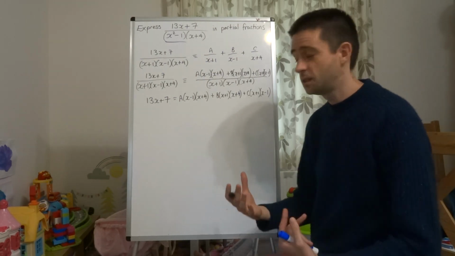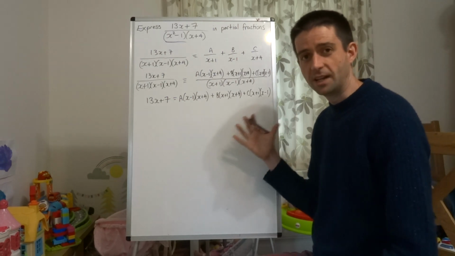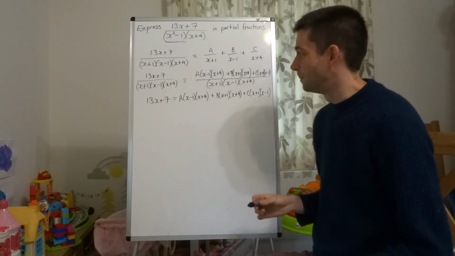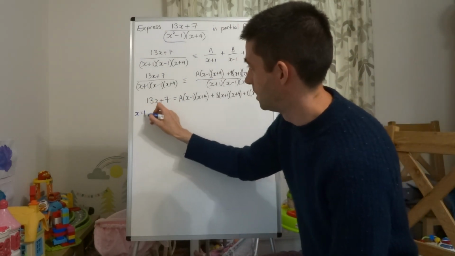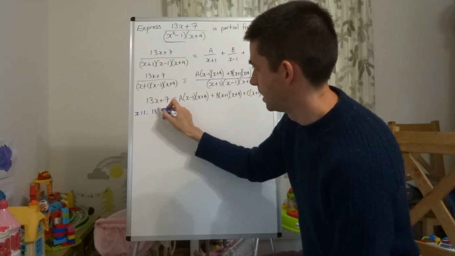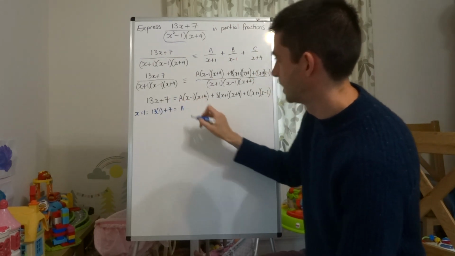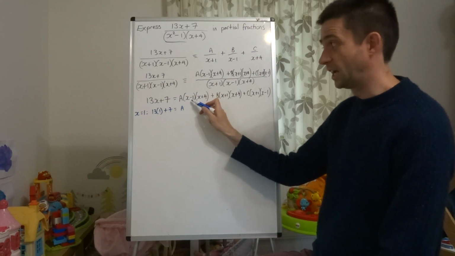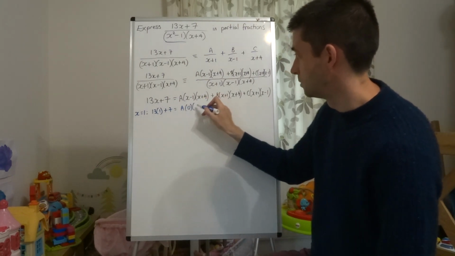Okay, and now just have a think about which x values I'm going to substitute in to find A, B and C, thinking that what I need is for one or more of the brackets to go to 0. So the first value I'm going to choose for x is x is 1. So if I make 13 times 1 plus 7, now that is going to make this bracket here go to 0, and this bracket here go to 5.